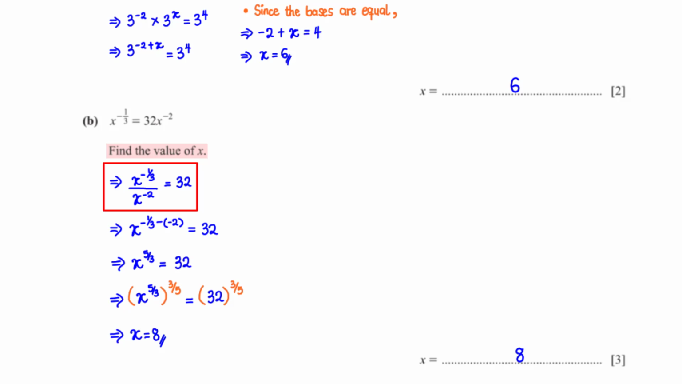by x raised to the power negative 2 as x raised to the power negative 1 over 3 minus negative 2. Negative 1 over 3 minus negative 2 is 5 over 3. When we take the power of 3 over 5 on both sides of the equation, we get x equals 8.